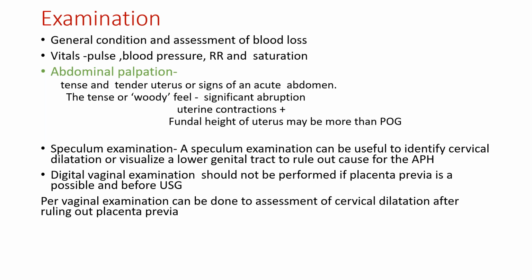Then directly come to the abdominal palpation in those cases where there is hemorrhage and active bleeding, because then you don't have to see the other general examination. You have to come to the abdominal examination. On abdominal examination, the abdomen will be tense and tender, and you may not appreciate any uterine contraction because it is persistently tense, which is called woody feel. So uterine contractions may be there, or a persistently contracted uterus, but most commonly it is the tense uterus.